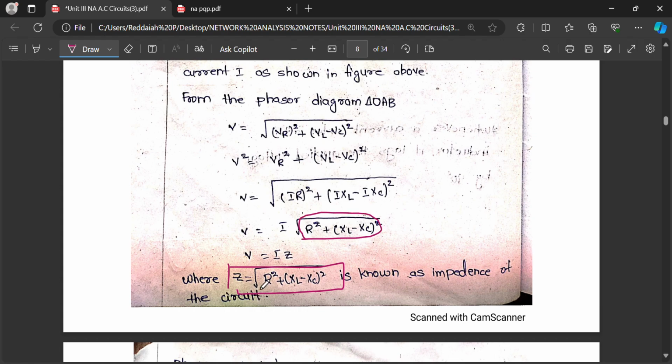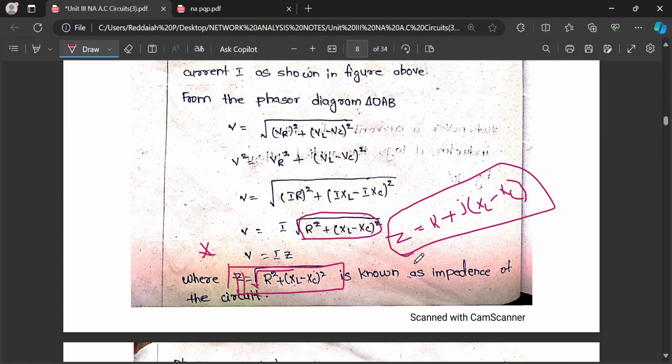Z equals the square root of R square plus (XL minus XC) whole square. If you remove the square root, Z equals R plus j(XL minus XC) you will get. This formula you have to remember. Z equals the square root of R square plus (XL minus XC) whole square is the magnitude, whereas Z equals R plus j into (XL minus XC). The formulas for XL and XC you must know. This formula you have to remember for AC circuits.